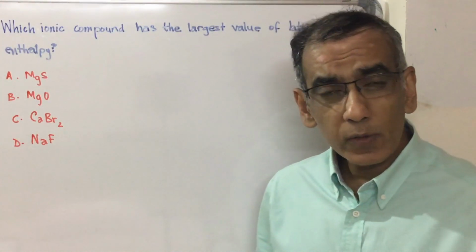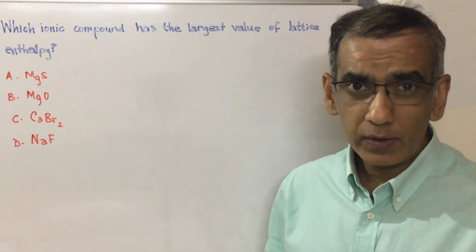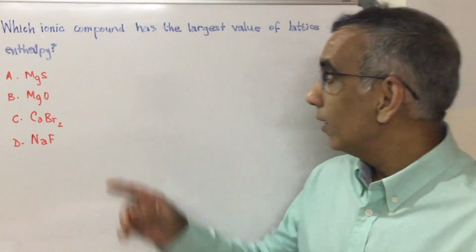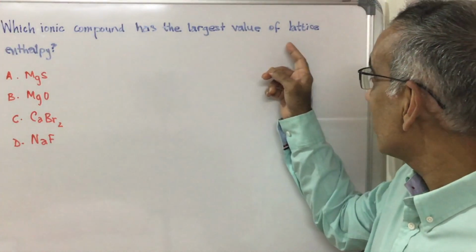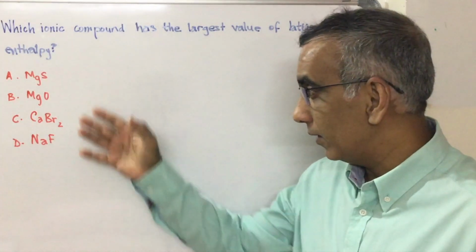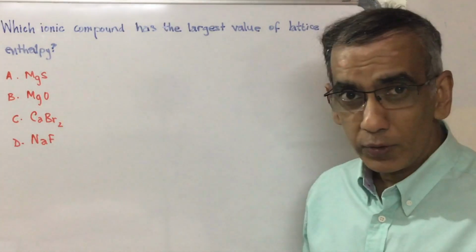Hello and welcome again as we consider yet another multiple choice question for IB Chemistry. Which ionic compound has the largest value of lattice enthalpy? And here you have these four choices.